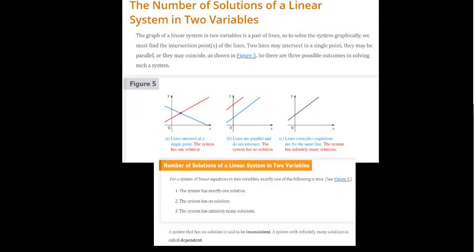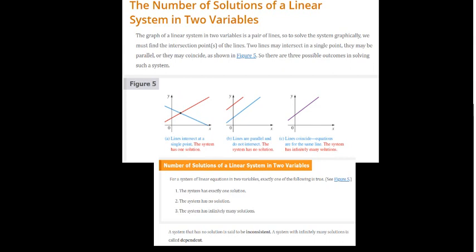There we go. Okay. So, number of solutions of a linear system in two variables. The graph of a linear system in two variables is a pair of lines. So to solve the system graphically, we must find the intersection points. Two lines may intersect at a single point. They may be parallel or they may coincide. Okay. So far what we've seen is this: two separate lines that meet at one point. Of course, that makes sense, right?